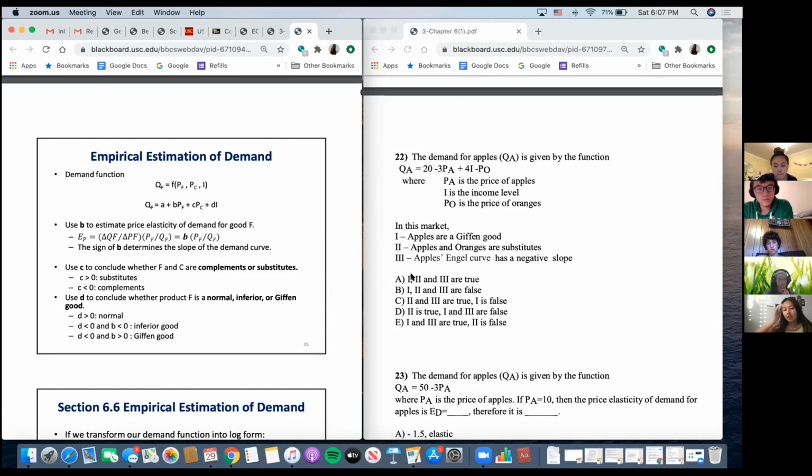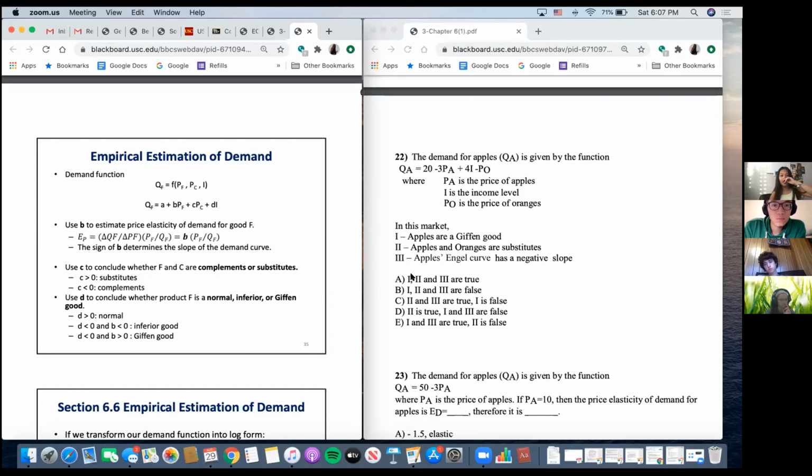So in this case, for the third one, it says apple's Engel curve. So if you're looking at apple's Engel curve, apple would be the x-axis and the income would be the y, right? This is the Engel curve. Yeah. Okay.